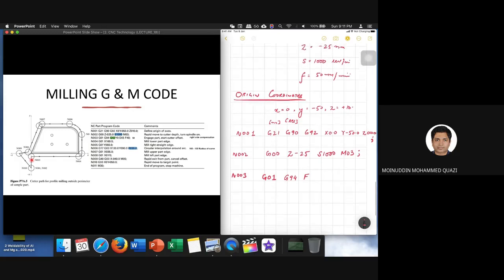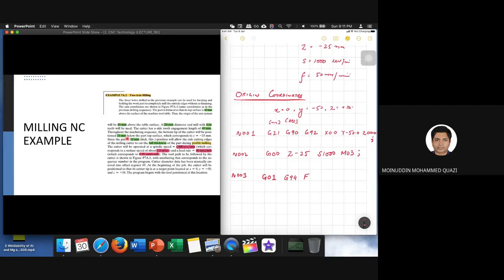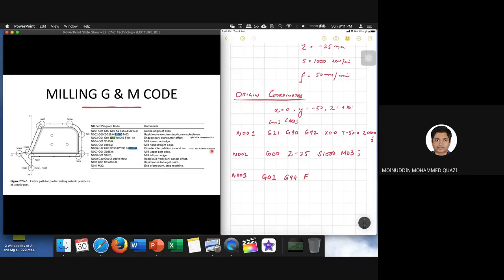So G94, what is the feed given? In the solution, you can see F is 40, but this is wrong. In the problem, if you see, the feed given is 50. So we have to make this correction, and we will write the feed as 50. So G94 F50.0.